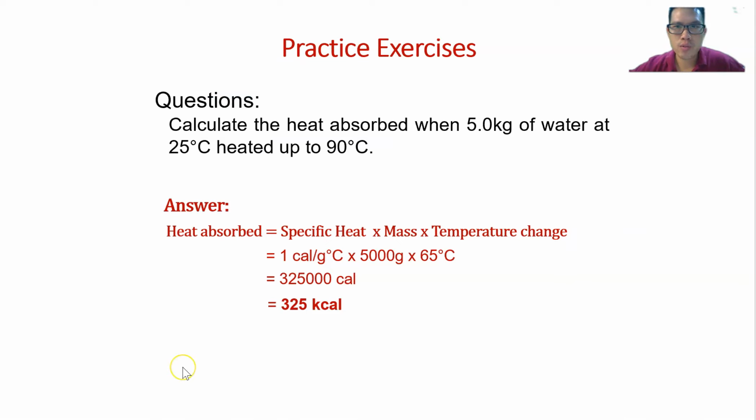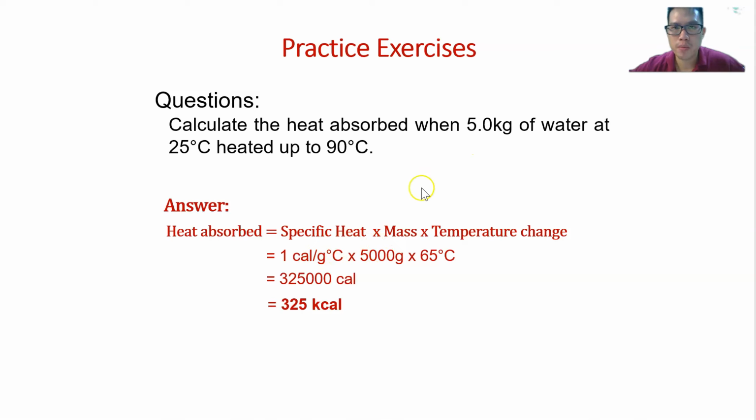Last one, you can do some calculation, but it won't be tested. Calculate the heat absorbed when 5 kg of water at 25 degrees Celsius is heated up to 90 degrees Celsius. Heat absorbed is equal to specific heat times mass times temperature change. The specific heat of water is 1 calorie per gram per degree Celsius. This one is fixed already. Specific heat, usually you can find from the internet.